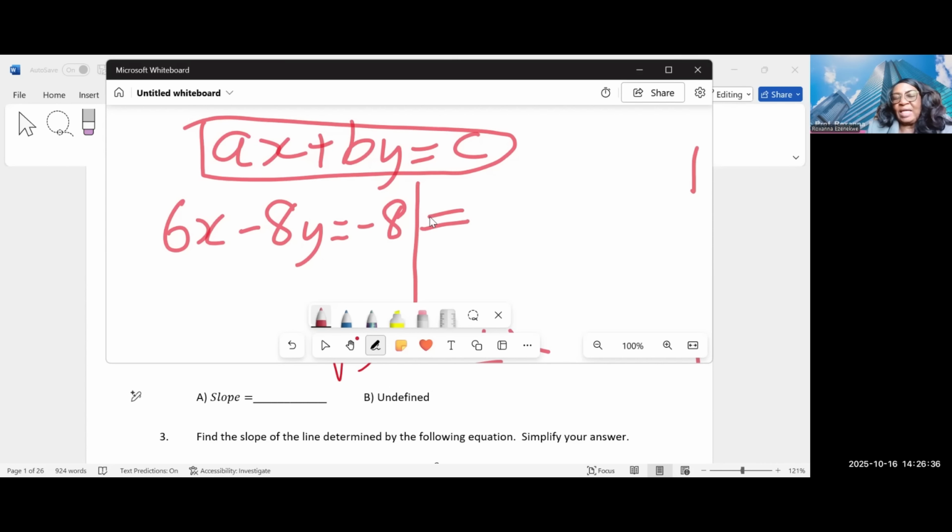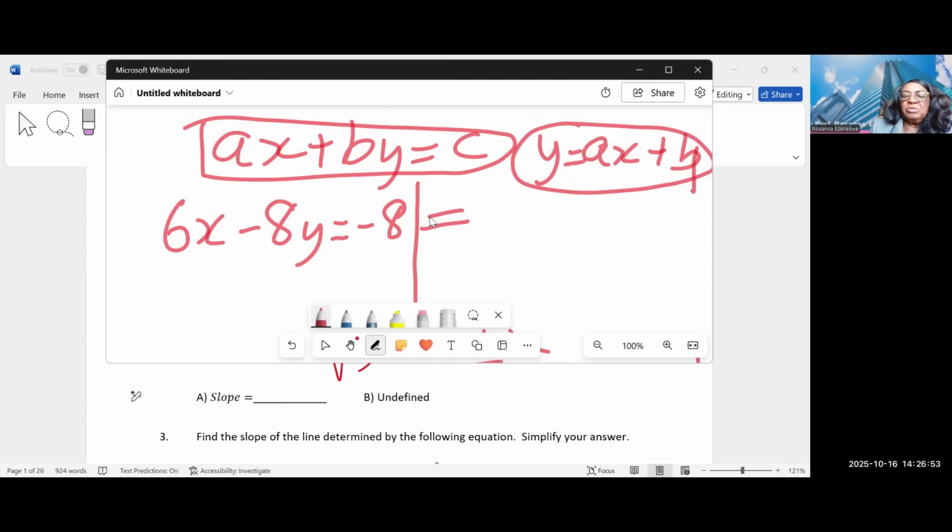So I can rewrite this equation so that I will isolate y. That's what I mean by y-intercept form. The y-intercept form of the equation of a line is y equal to ax plus b. So this is the y-intercept form. All right, so if I'm told to rewrite this equation in y-intercept form so I can find the slope, which means I have to solve for y.